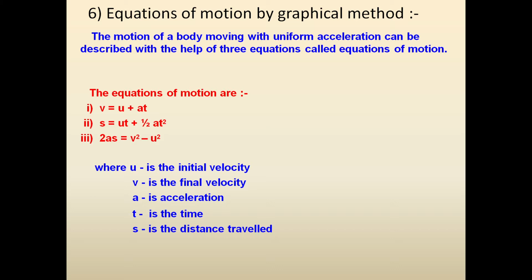The motion of a body moving with uniform acceleration can be described with the help of three equations of motion. These equations of motion are v = u + at, s = ut + half at square, and 2as = v square minus u square, where symbols have their usual meaning. v is final velocity, u is initial velocity, a is acceleration, t is time, and s is the distance traveled. So let us learn the derivation of each equation one by one.